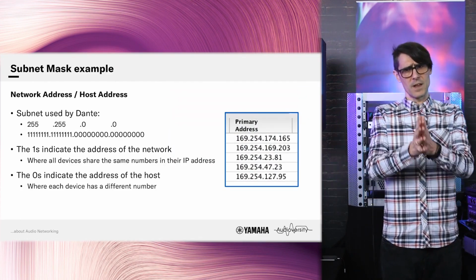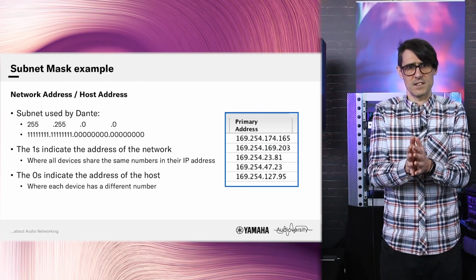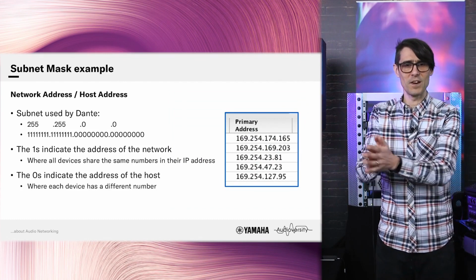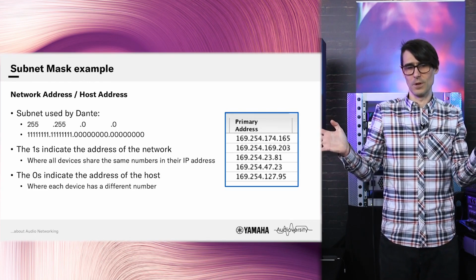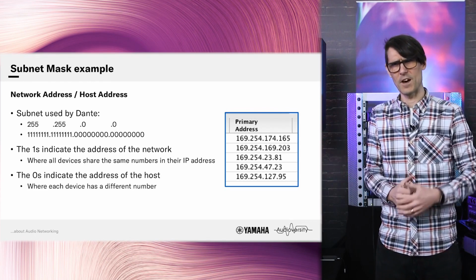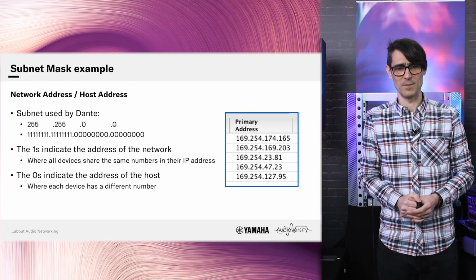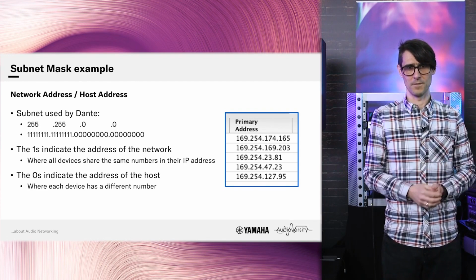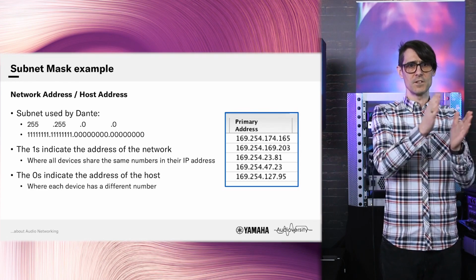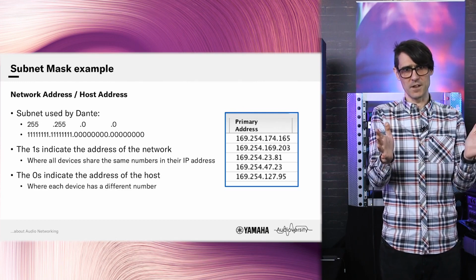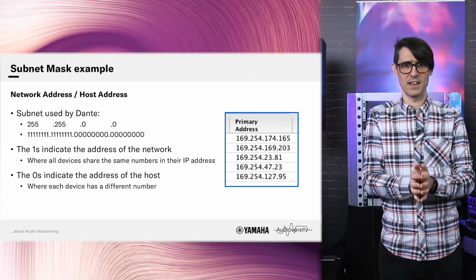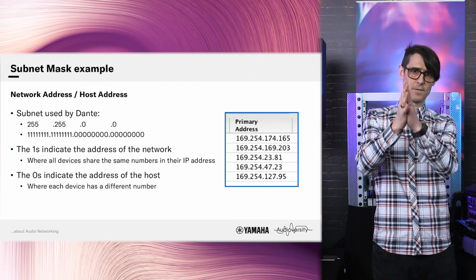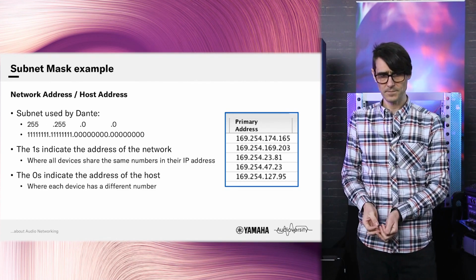Now, a subnet address is actually a series of ones followed by a series of zeros. IP addresses are all binary, but we find them easier to understand when we write them as numbers, up to 255. So 255 in binary is 8 ones. So here, our subnet used by Dante is 16 ones followed by 16 zeros.